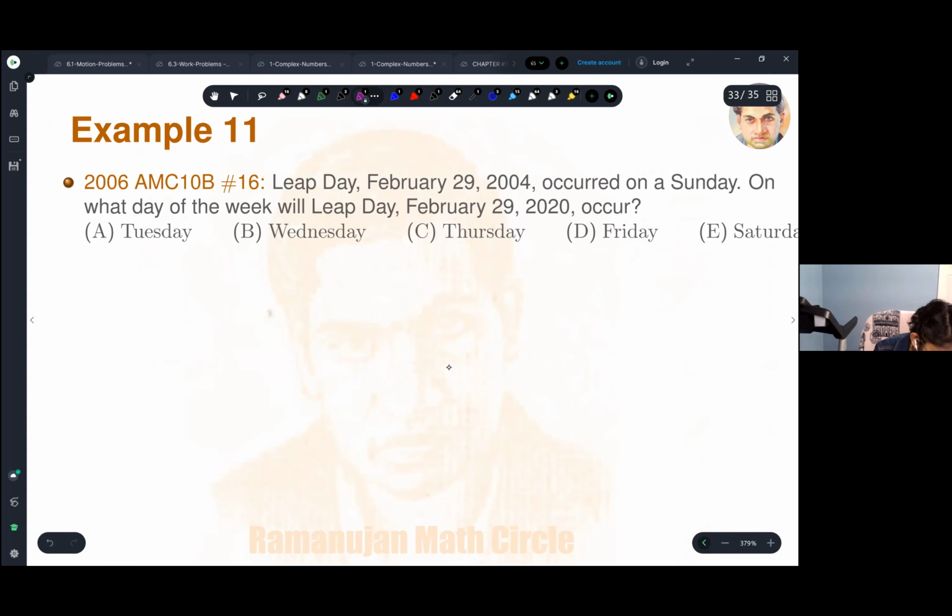Okay. Leap year, February 29th, 2004 occurred on a Sunday. On what day of the week will leap year February 29th, 2020 occur? So this is a little more complicated and involved. I'll give you some time to think about it and then we can solve it together.